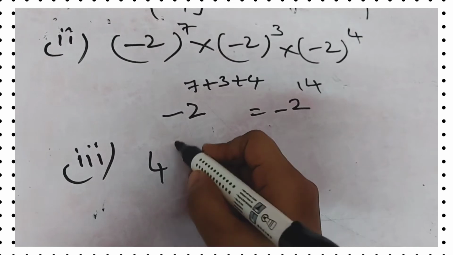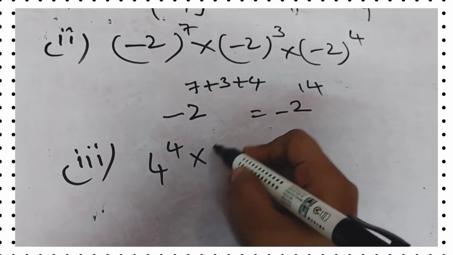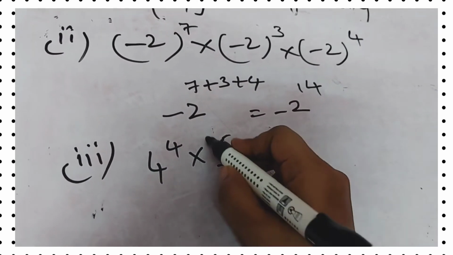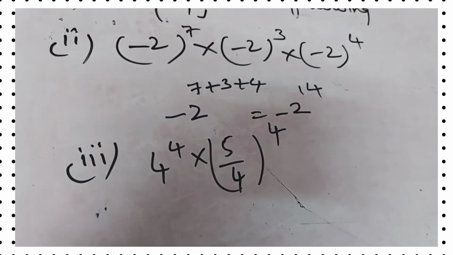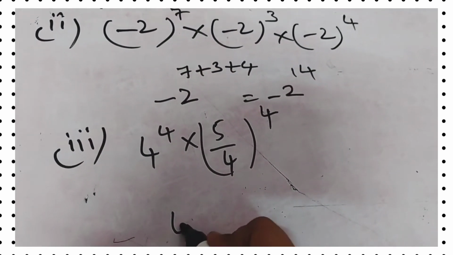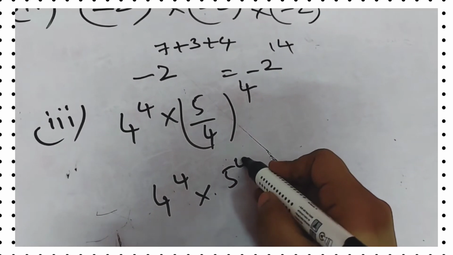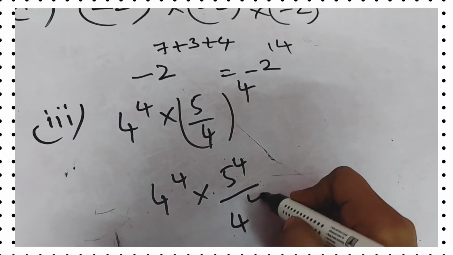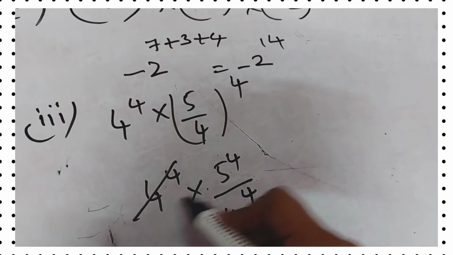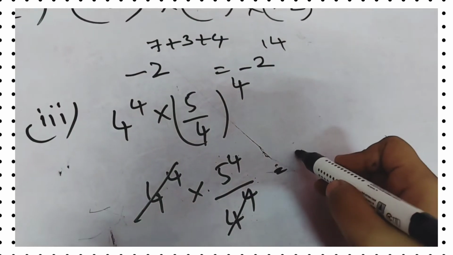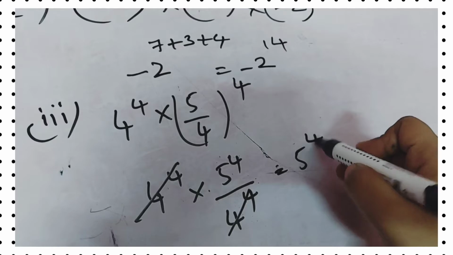So the third one is 4 to the power of 4 into (5/4) to the power of 4. So now what you have to do: 4 to the power of 4 into 5 to the power of 4 by 4 to the power of 4. So this and this get cancelled. So the answer is here 5 to the power of 4.